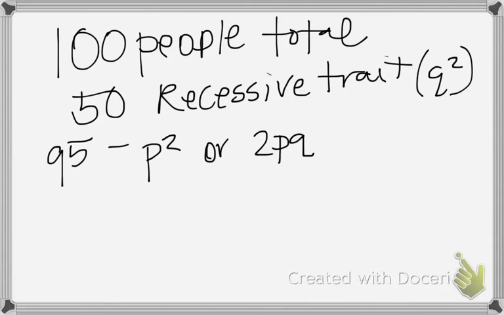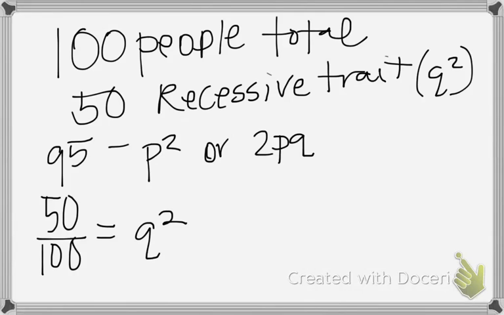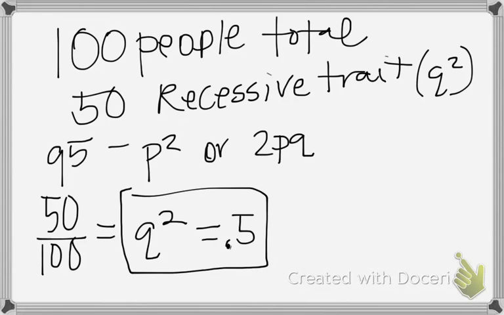Remember, you always want to solve for Q squared first. So 50 divided by 100, well, that's going to be Q squared, and so the answer for Q squared is going to be 0.5. How do I find just Q now? So I've got Q squared. Q must be the square root of 0.5, which is 0.7. I'm looking at a calculator.